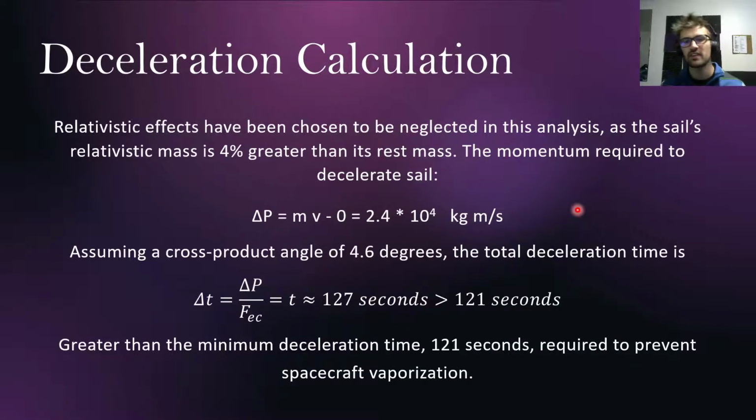From that calculation, you can do a conservation of momentum calculation here. In our case, because we're moving at 8% the speed of light, if you do a relativistic mass calculation, how much heavier does your spacecraft get for that given speed? It only gets about 4% greater. This analysis wasn't deemed super significant, so we didn't factor in the relativistic effects.